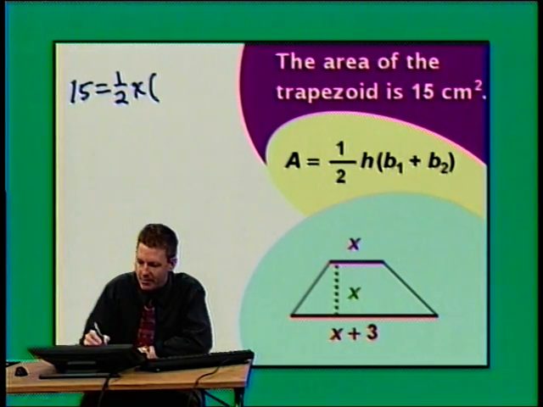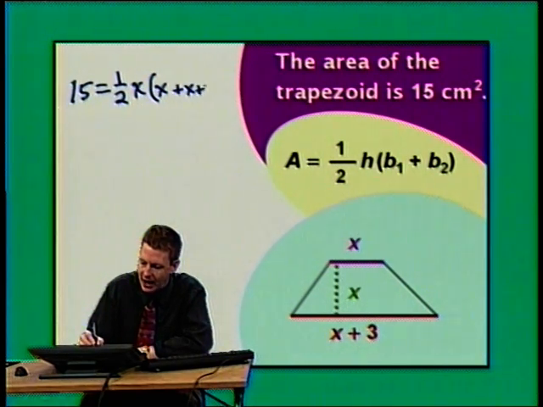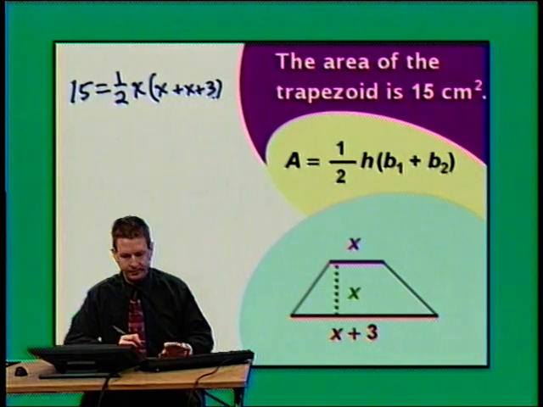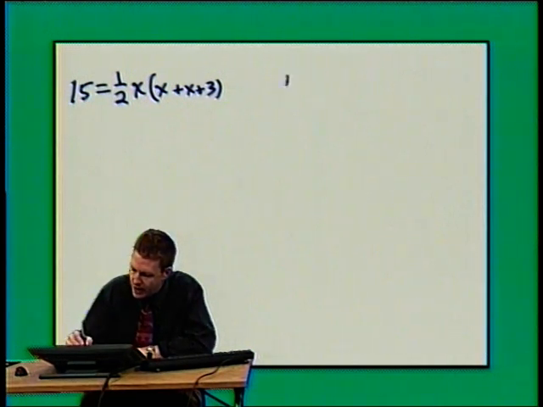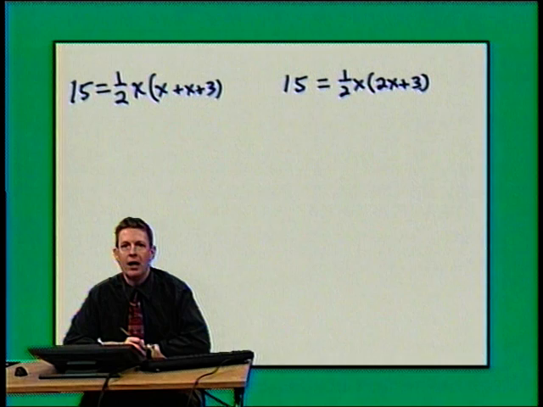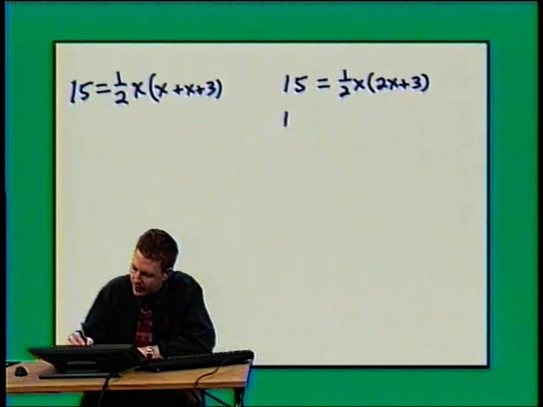We know that one of the bases is also x, and the other base is x plus 3. Let's solve this equation. First thing I need to do is simplify the right side of the equation. So when I do that, I'm going to get 15 equals 1/2 x times 2x plus 3. Then I can go ahead and distribute 1/2 x through the parentheses.